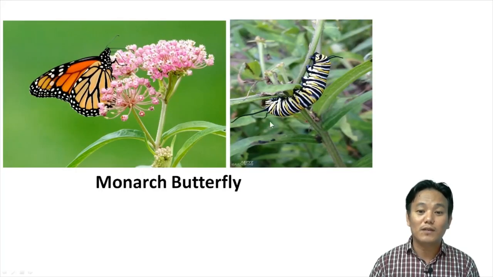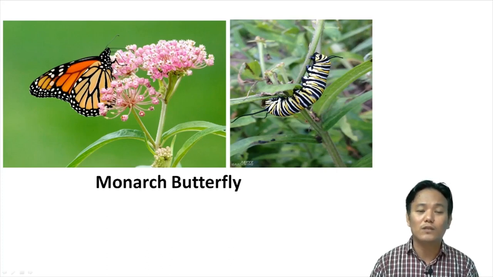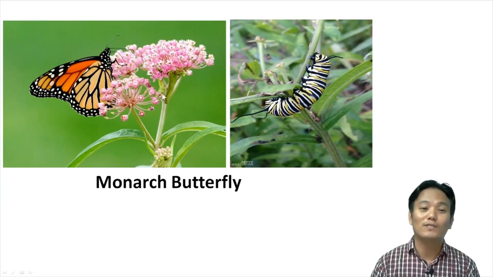The caterpillar of the monarch butterfly feeds on this milkweed plant. When it feeds on it, the toxin present inside the milkweed plant goes into the body of the caterpillar and makes the caterpillar, as well as the adult butterfly, toxic. So this shows the ecological importance of secondary metabolites.